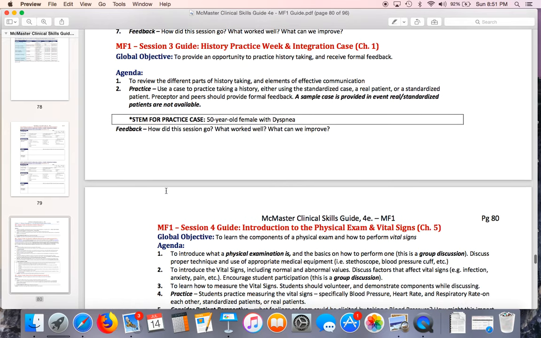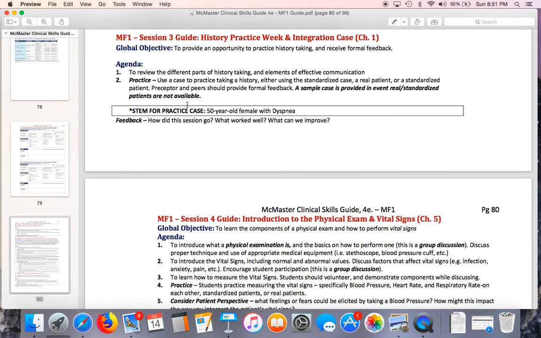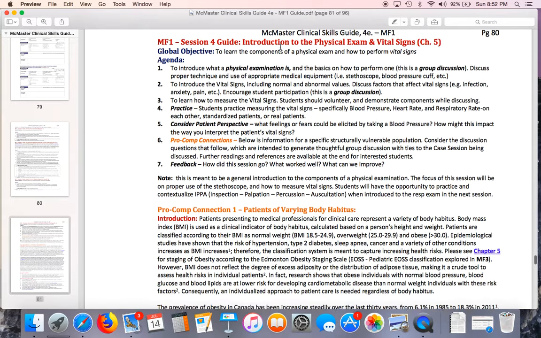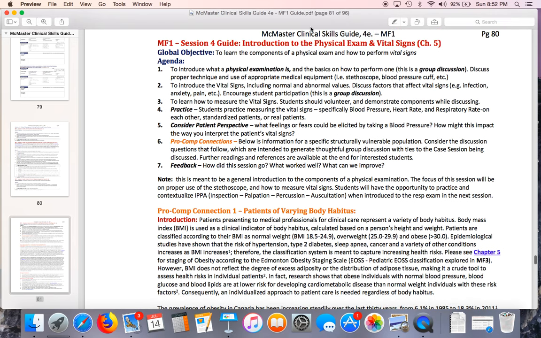Session 3 is the history practice week and integration. Again, it's an opportunity to practice, and you'll see that this is a recurring theme, that we want the students to have quite a bit of time to practice with one another. Session 4 is when we introduce the physical examination and the vital signs. And you'll see the pieces of the agenda here.